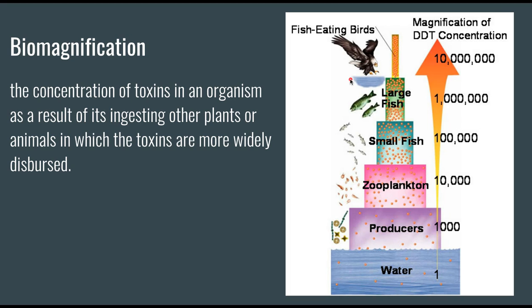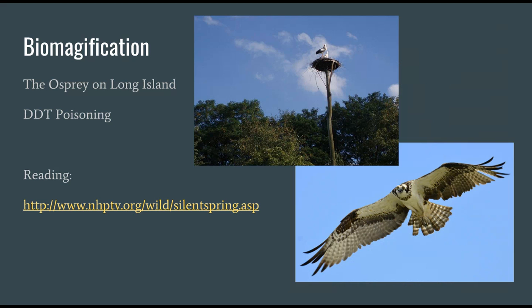Some people will say it's healthiest to eat as low on the food chain as you possibly can, like the producers. An example of biomagnification, which is also sometimes called bioaccumulation, was the osprey on Long Island. This is a very interesting study. You can read more about it on here. But a long time ago, I think it was not that long ago, you guys are young. It's long to you. In the 70s, I believe, people were using DDT as a pesticide.